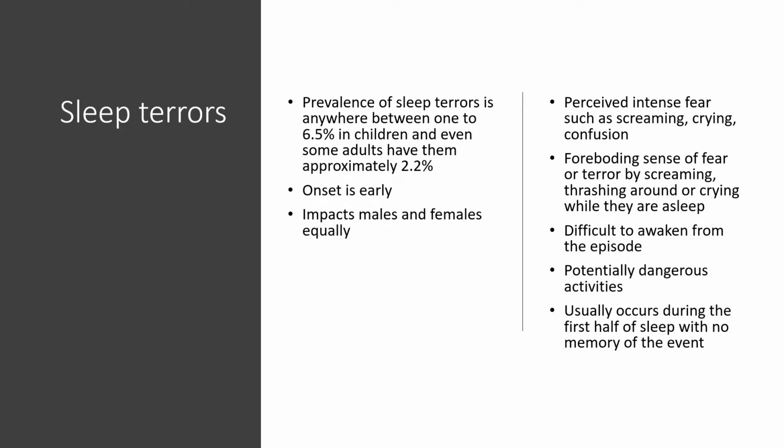Typically, the onset of this disorder is early in life. It impacts males and females equally. It manifests as intense fear, such as screaming, crying, confusion. A lot of times they thrash around the bed, they cry while they're sleeping. Kind of scary to look at. You might think there's something psychiatric going on, but really nothing is going on there.